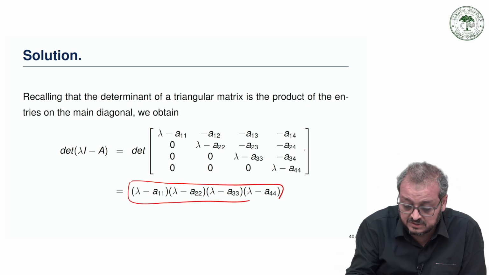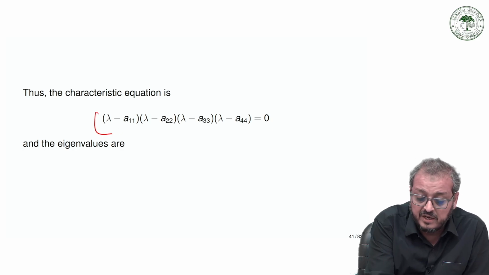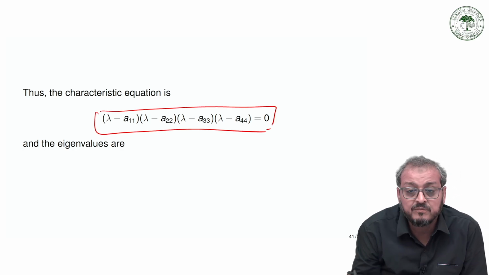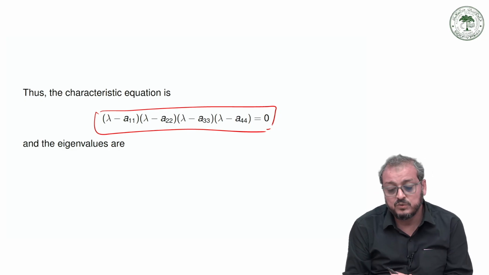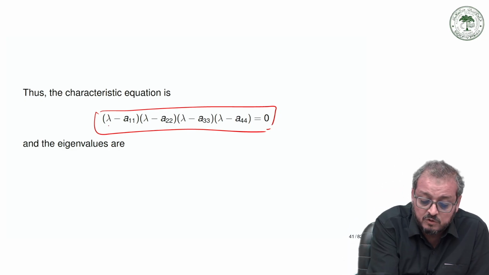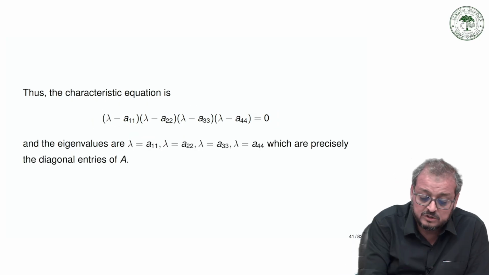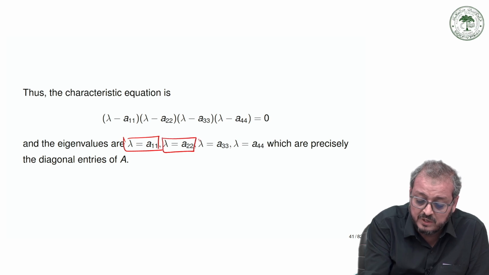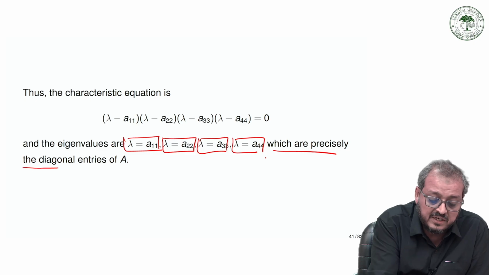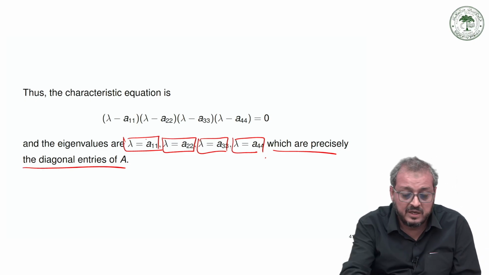Now we want the non-trivial solutions, so the determinant is equal to 0. The characteristic equation is lambda minus A11 times lambda minus A22, and so on, equal to 0. A product is 0 when some factor is 0. So lambda equals A11, lambda equals A22, lambda equals A33, and lambda equals A44. These are precisely the diagonal entries of A, and these are the eigenvalues of any triangular matrix.